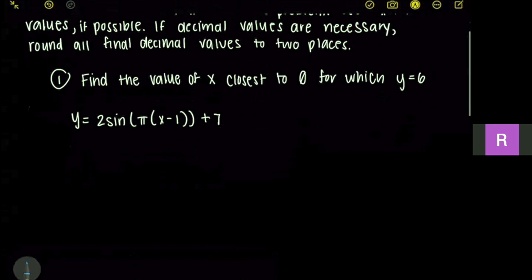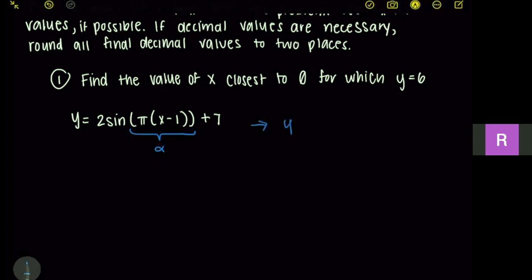With the function y equals 2 sine of the quantity pi times the quantity x minus 1, closed quantity, plus 7. So the first thing we're going to do is substitute alpha for the quantity which sine is being taken of, and rewrite the function as y equals 2 sine alpha plus 7. We can now solve to find what sine alpha would be equal to.